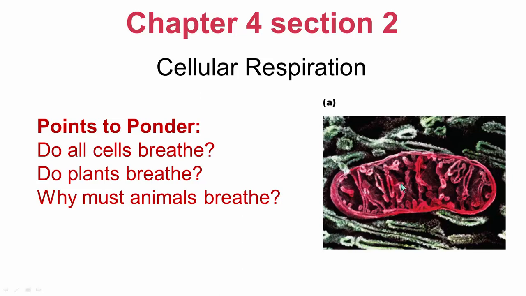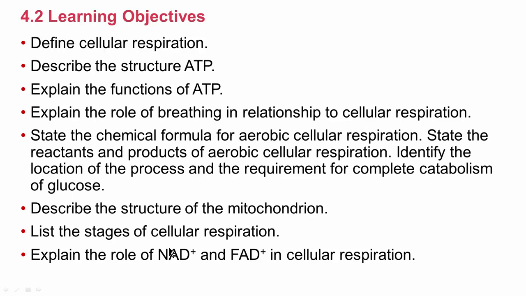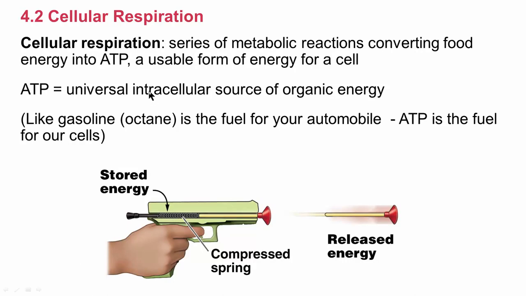And of course, I hope you recognize this particular picture. That's our mitochondria. But looking at Section 2, our first objective asks us to define cellular respiration. We're going to go back and describe ATP and what the functions of ATP are. We're going to look at the relationship between breathing and cellular respiration. We're going to actually practice writing the formula for aerobic cellular respiration. Describe the structure of the mitochondria, look at the stages of cellular respiration, and some really neat little electron carrier molecules. We're going to cover the first half of this section, and then we'll do the second half in a separate segment.